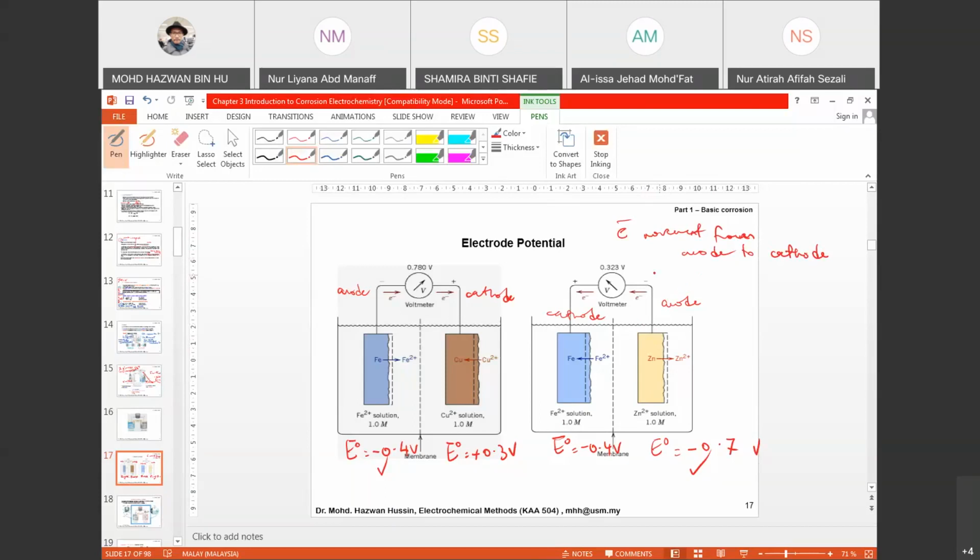Because anode is what? Because anode is oxidation, so it lost electrons, so the electron will be supplied to the cathode.